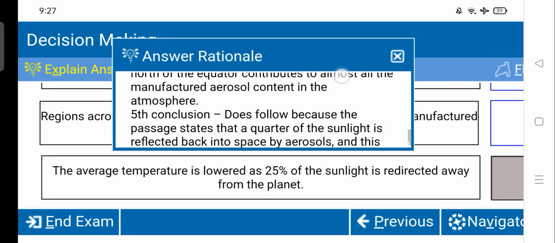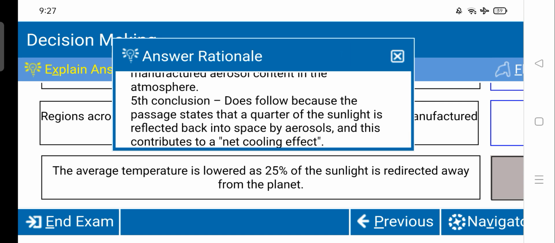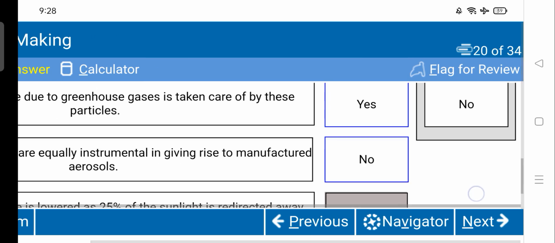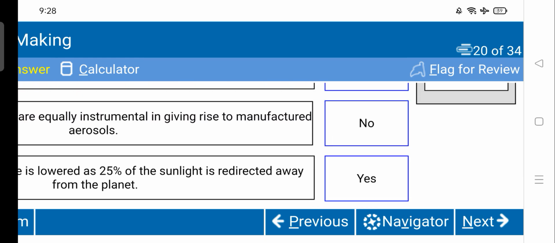Fifth conclusion says the average temperature is lowered as 25% of the sunlight is redirected away from the planet. This one does follow because the passage states that a quarter of the sunlight is reflected back into space by aerosols, and this contributes to a net cooling effect. So as it does follow, we will drag a yes and drop it here.